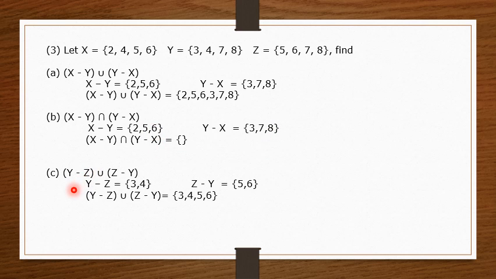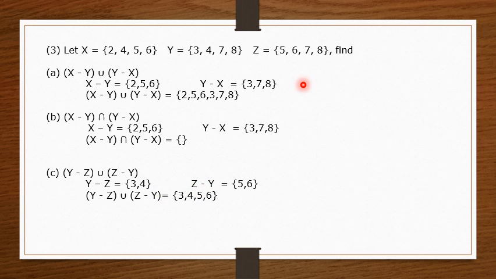Next, we need to calculate y minus z union z minus y. Y minus z. We need to write every element in y, but we cannot write the elements which are present in z. So, y minus z is 3, 4. We cannot write 7, 8. Why? Because 7, 8 is present in z. So, y minus z is 3, 4.